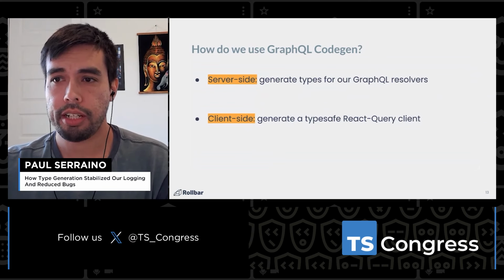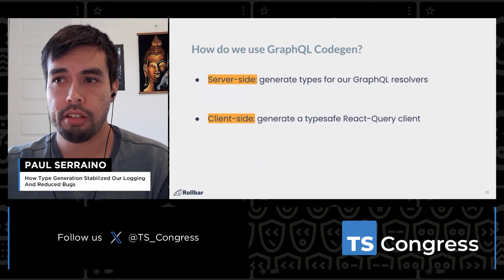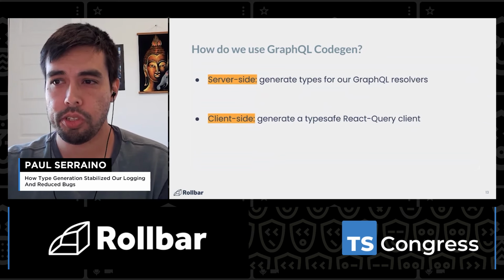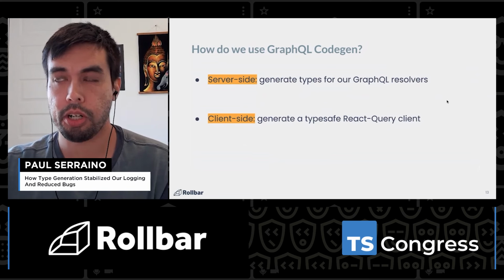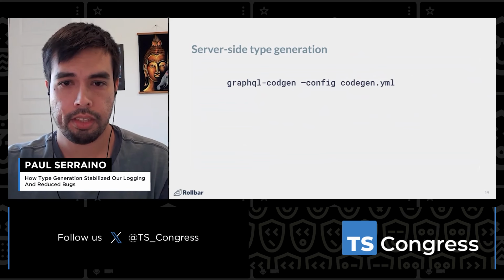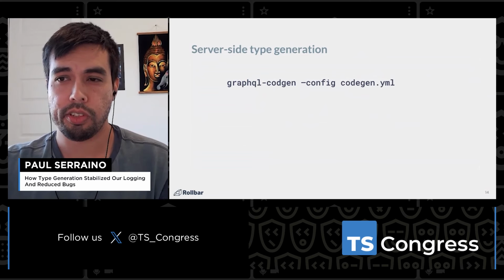So we use CodeGen on both the server and client side. On the server side, we use it to generate types for our GraphQL resolvers. And on the client, we use it to generate a React Query client from our GraphQL queries. I'll provide a few examples on the differences between how we use it on the server and client.